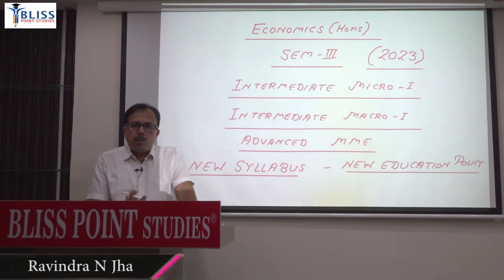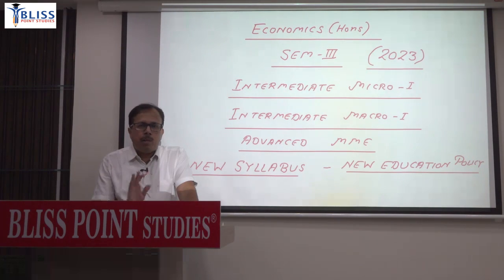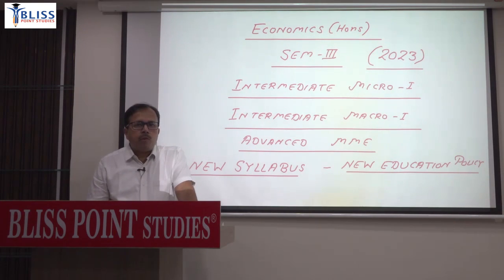So far you have covered your semester 1 and semester 2, and that was introductory. So it was introductory micro and introductory macro. Now it is moving from introductory to the intermediate stage, and later on it will move to the advanced micro and advanced macro. So there are three core papers here: intermediate micro 1, intermediate macro 1, and advanced macroeconomics, advanced MME. Now these lectures are according to the new education policy.